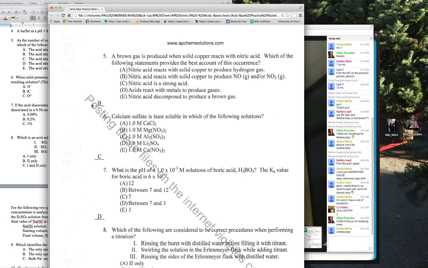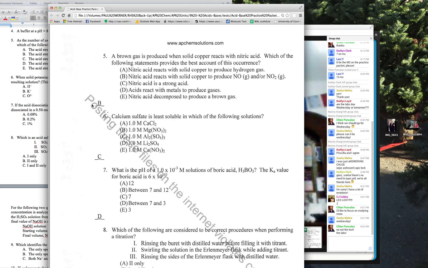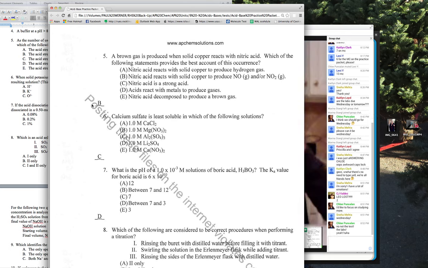Chloe thinks we should push the test back for Wednesday. No, we're not pushing the test back anymore. Sneha, no, it cannot be Wednesday. If you guys need to do the retake, you need to do the retake. They meant the lab. Oh, the lab. I'm sorry. Okay, yes, they're saying the lab should be on Wednesday. Okay, got it.